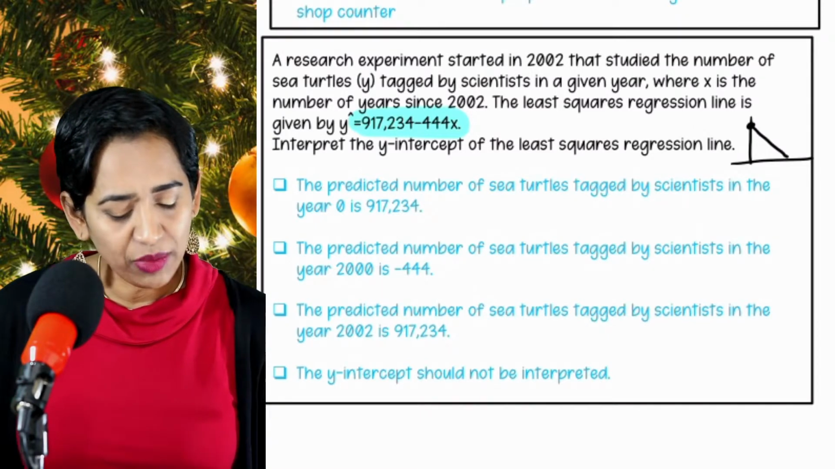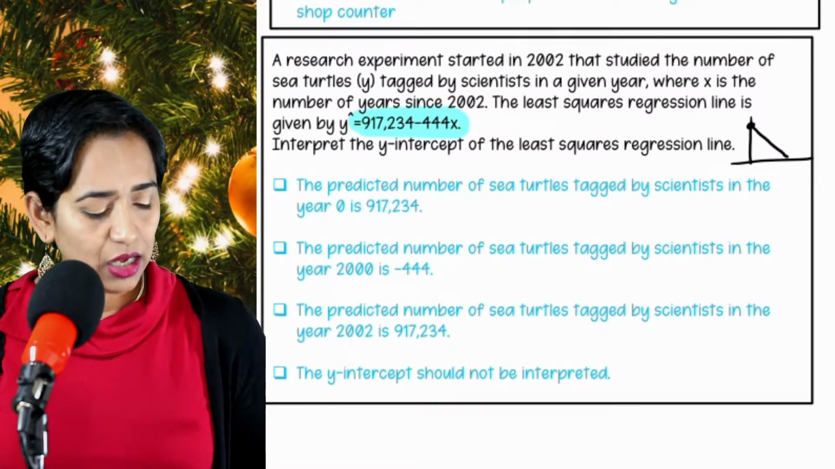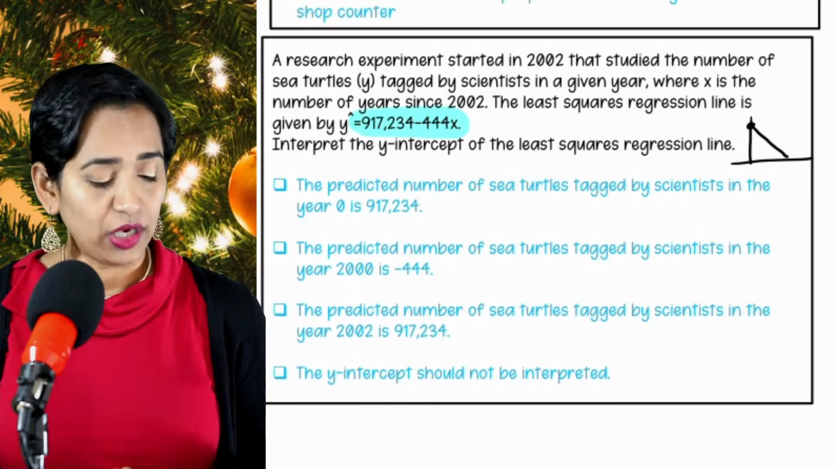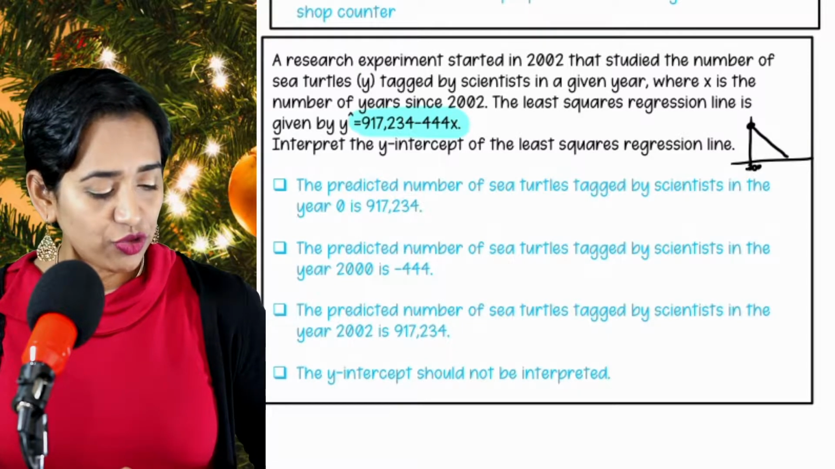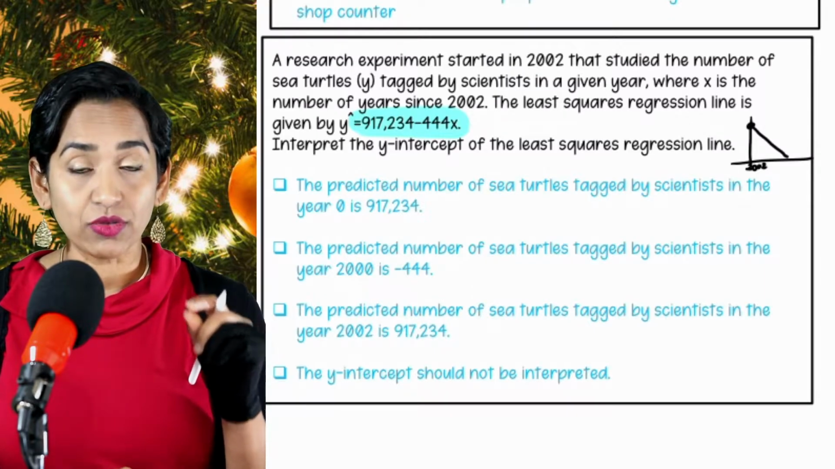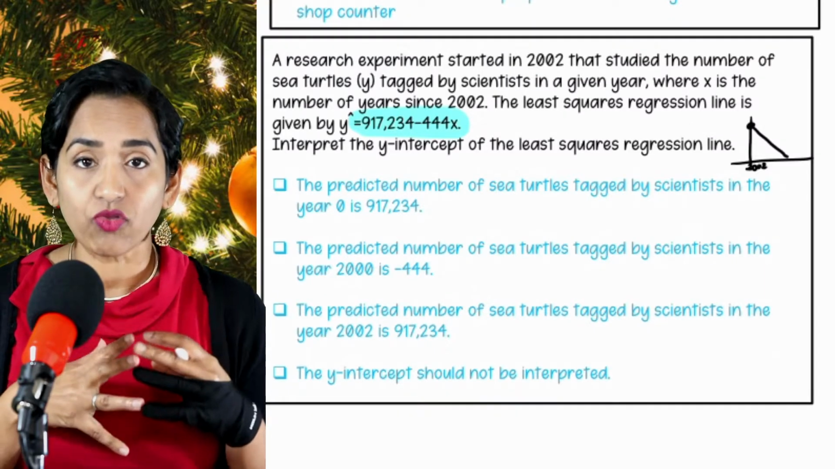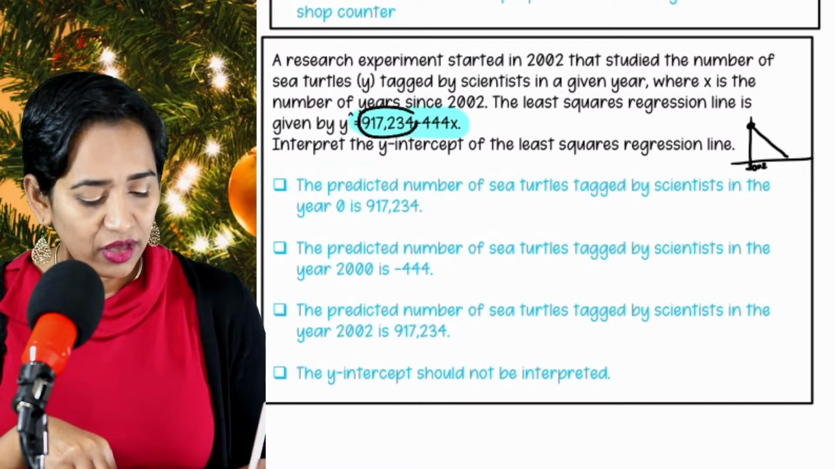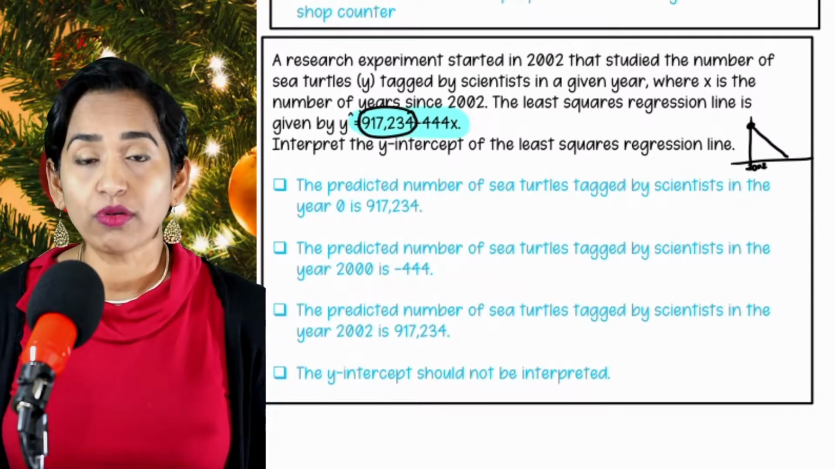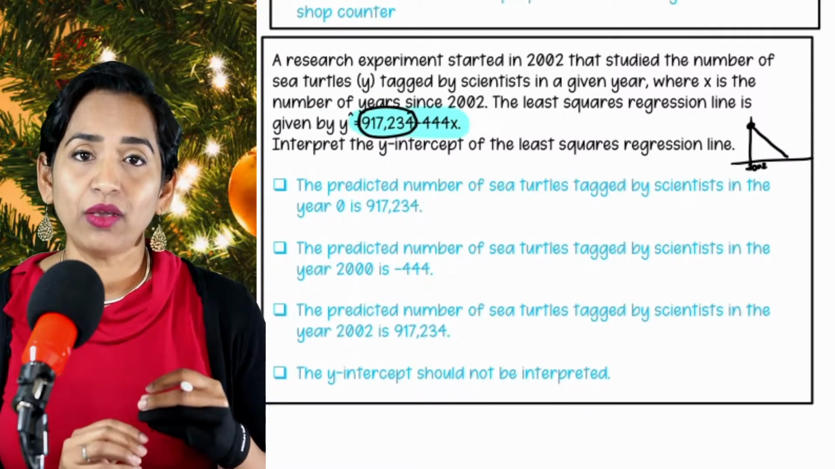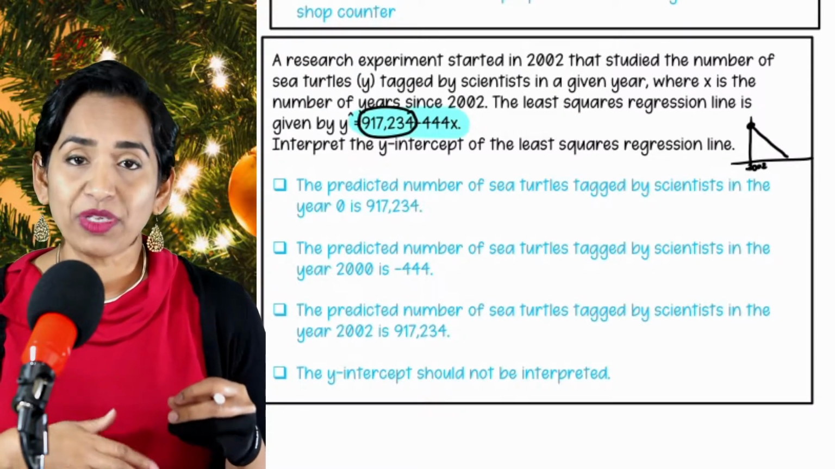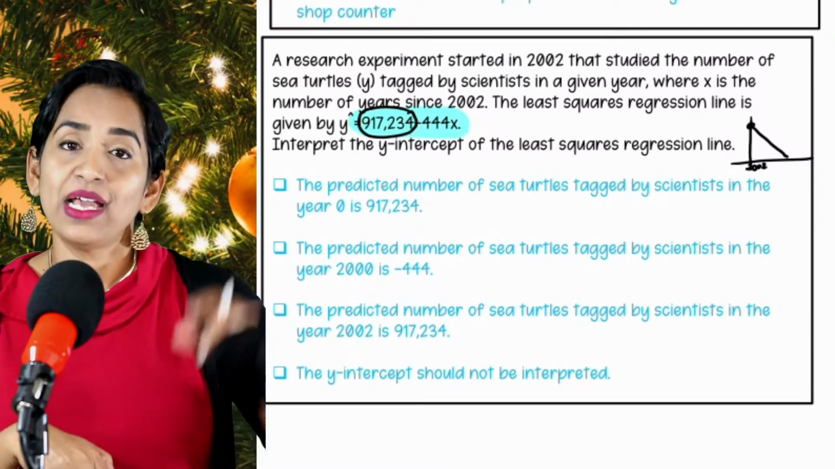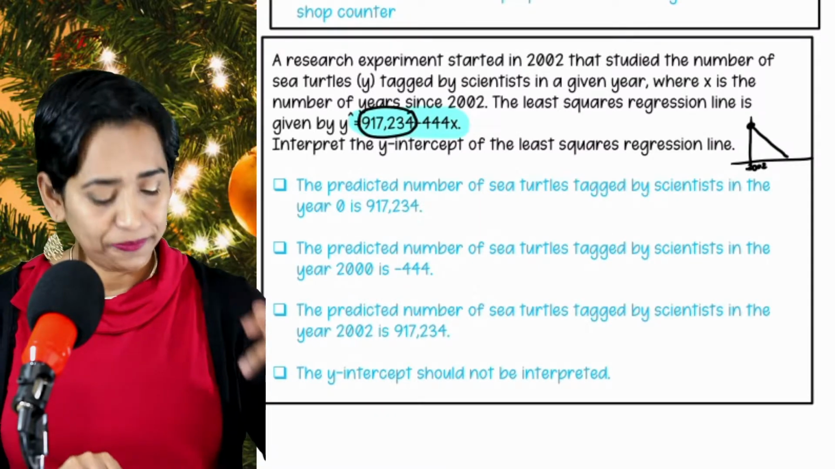So what are they asking me? Interpret the y-intercept for the least squares regression line. Remember, you start at 2002. So when you started doing the research in 2002, how many turtles did you have? 917,234. So your y-intercept is telling you, when your x is 0, that means when you started right away, that's how many turtles you had.